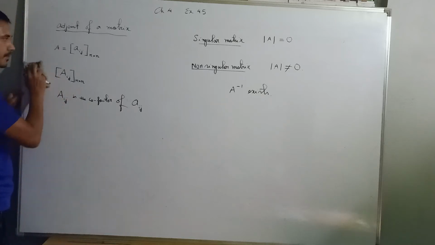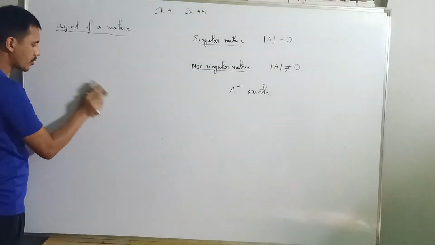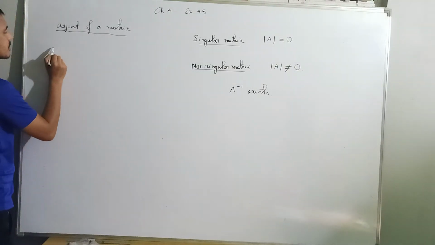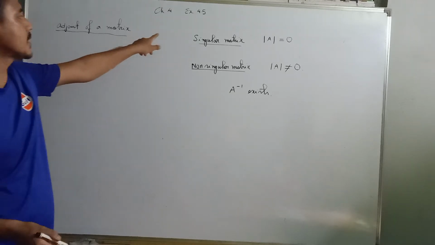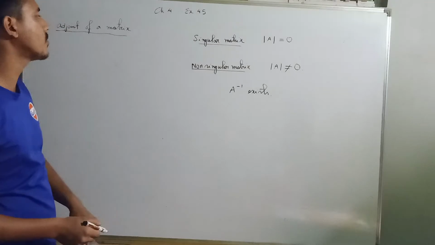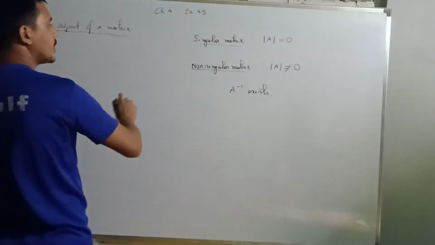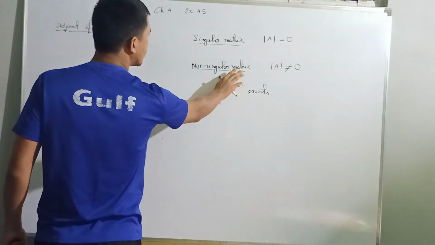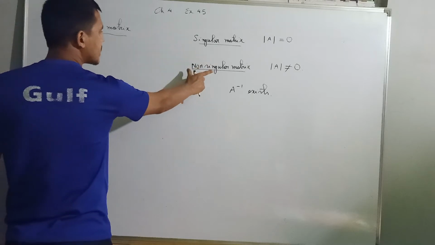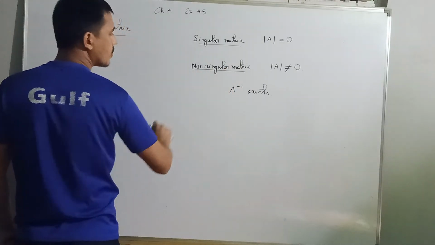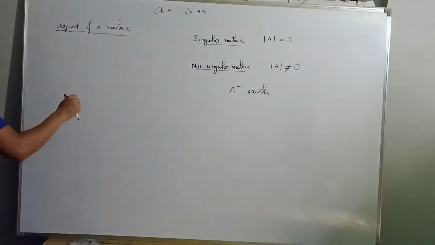I can show you some examples. I will show you the example of a 2 cross 2 matrix first. Before that, there are other definitions also. Singular matrix: a square matrix is said to be singular if its determinant is equal to 0. And the square matrix is said to be non-singular if its determinant is not 0. And for a non-singular matrix, its inverse always exists. Is it okay?